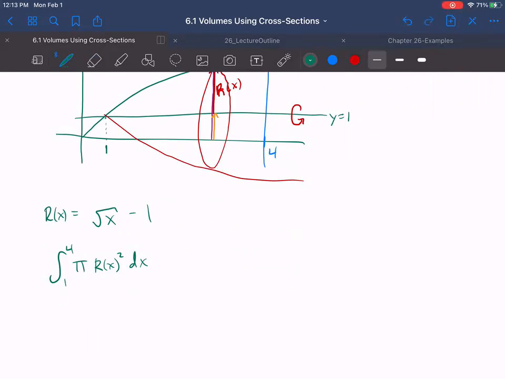Now, this pi r sub x squared part is just an area, but we're multiplying it by some sort of height, right? So that makes this a what again, just like in the last one? It's a volume, because we have this area times this thickness. So this is our volume. And so this is the integral from 1 to 4 of pi times square root of x minus 1 squared dx.